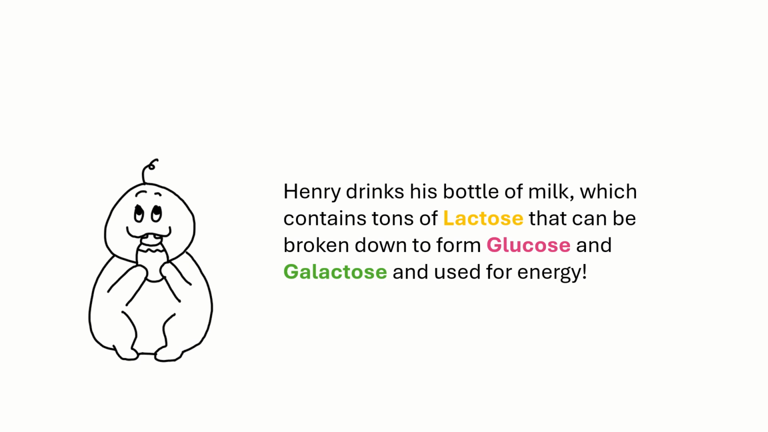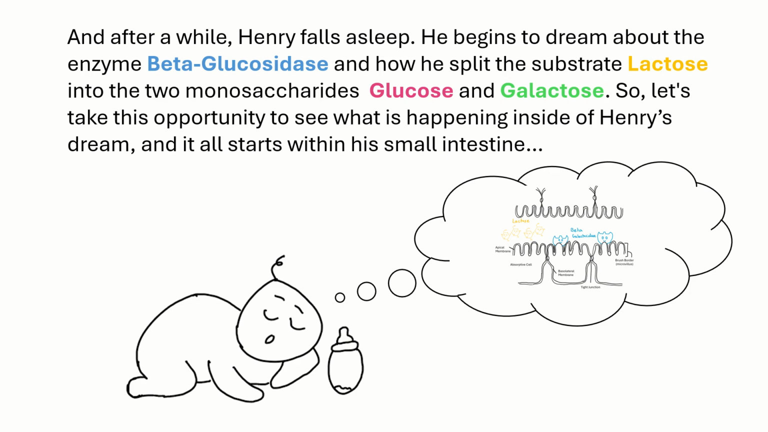Henry drinks his bottle of milk, which contains tons of lactose that can be broken down to form glucose and galactose and used for energy. And after a while, Henry falls asleep. He begins to dream about the enzyme Beta-Glucosidase and how he split the substrate lactose into the two monosaccharides, glucose and galactose.